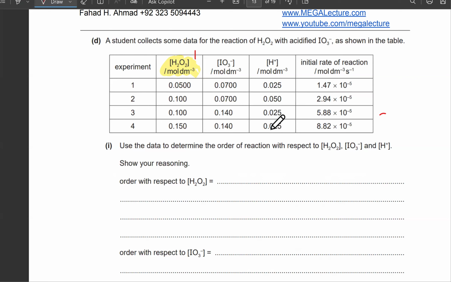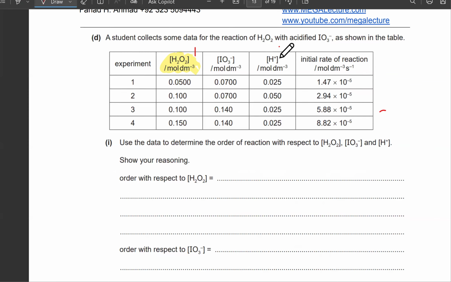Well, no, sir, I don't think you can compare. Okay, so we can skip IO3 minus 1 for now. What about H plus 1? Also, I don't think there's any that you could compare, which is weird. Okay, so you can't compare those.